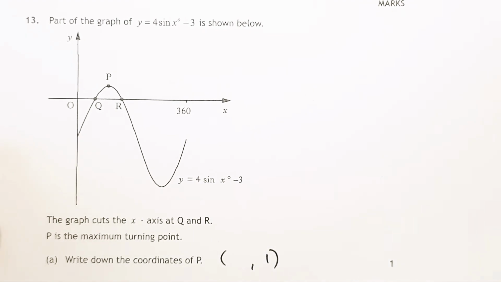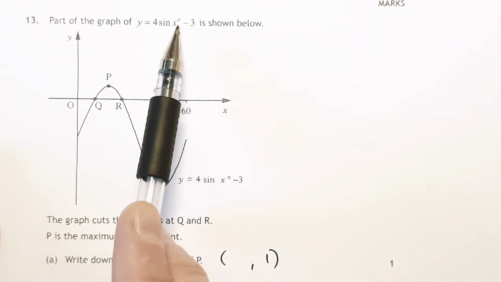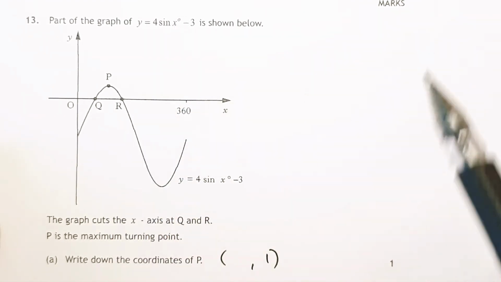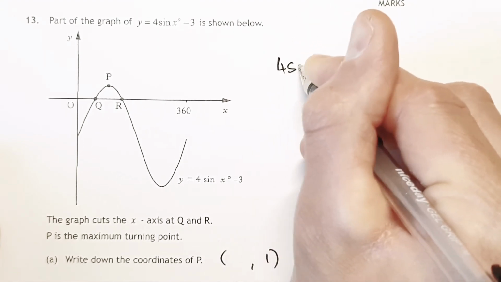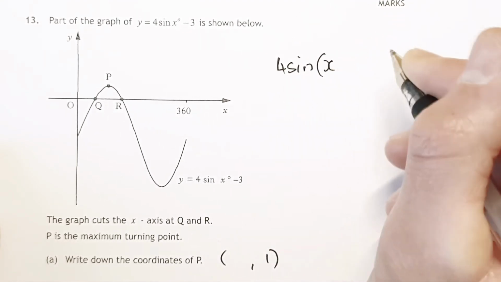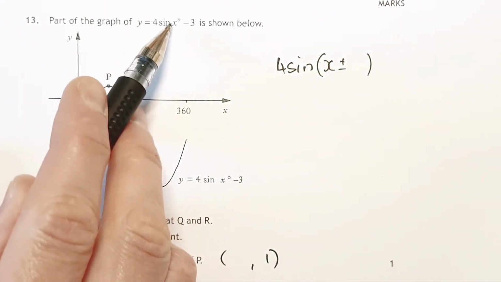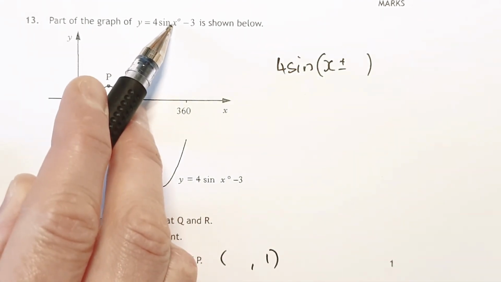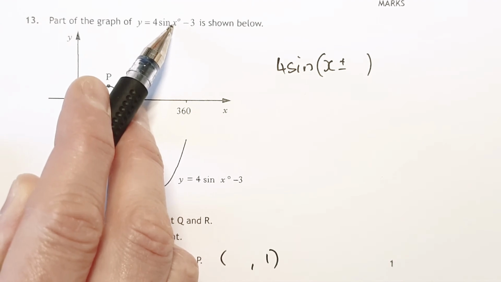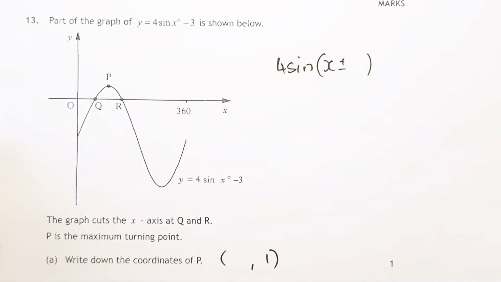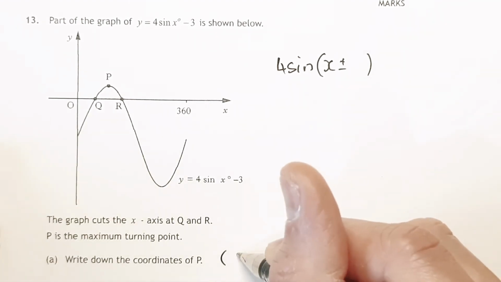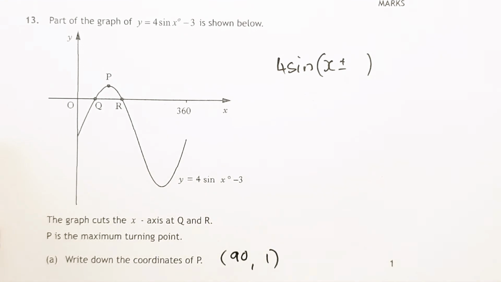Now for your x value, it hasn't been shifted left or right because there's nothing inside the bracket. It's not like it's 4 sine x plus or minus anything. So it hasn't been shifted left or right. And there's also nothing in front of the x there, like a 2 or a 3 or whatever, so the period hasn't changed. So normally the maximum would be at 90 if it was just a graph of sine x. So it's still going to be the x value of 90. So here is (90, 1) as our coordinates of P.